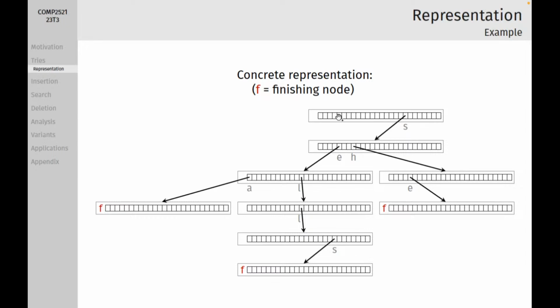In this case, all of the other pointers will be null, except for this one. If there's a child node, then there'll be a pointer to it. Otherwise, the pointer will be null.